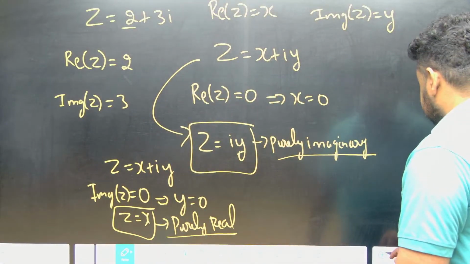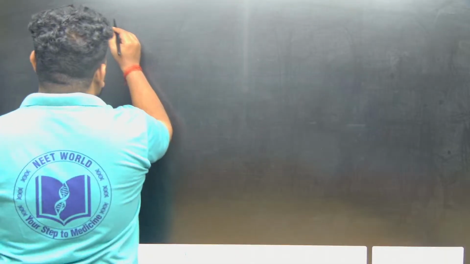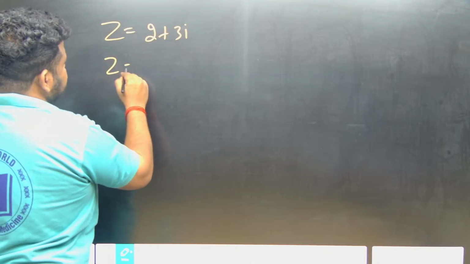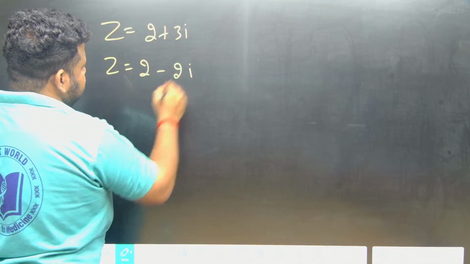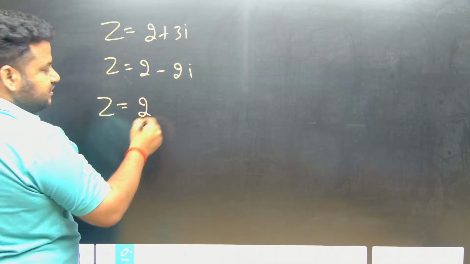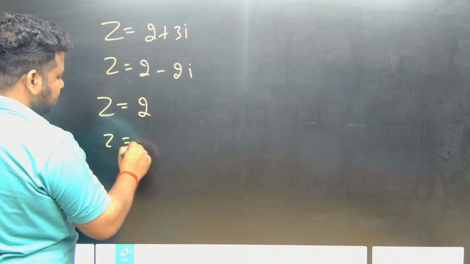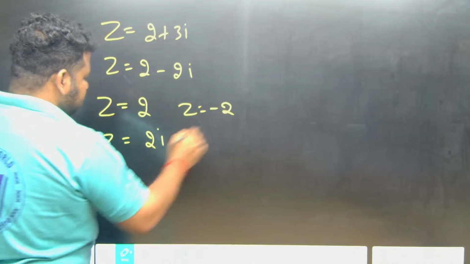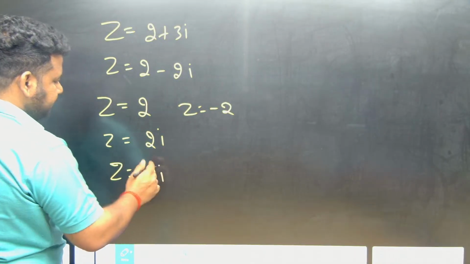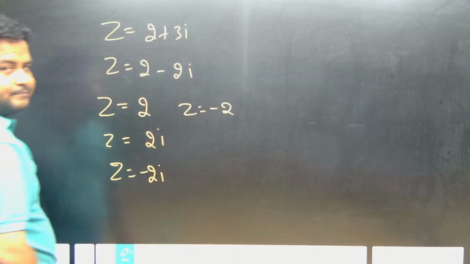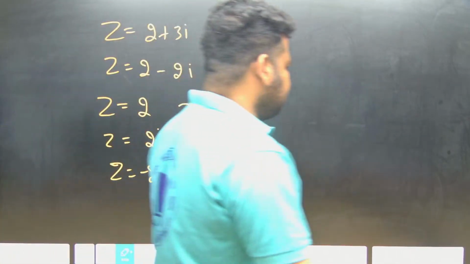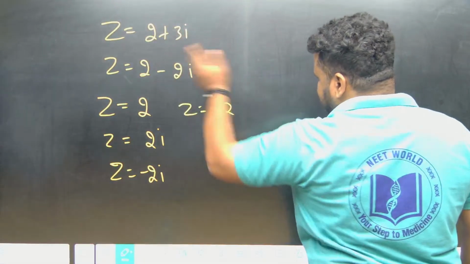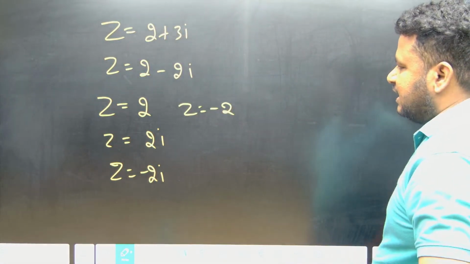Now let us see some examples of complex numbers. We can represent z as 2 plus 3i. Another example: z is equal to 2 minus 2i. Or z is equal to 2, which is purely real. I can write z is equal to just 2i, which is purely imaginary. Or z is equal to minus 2, purely real, or z is equal to minus 2i, purely imaginary. These are the various ways we write a complex number, but basically we write it as x plus iy. It doesn't mean only plus should come, minus can also come. So z is a complex number.